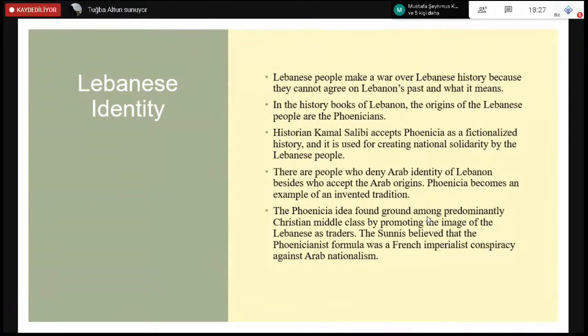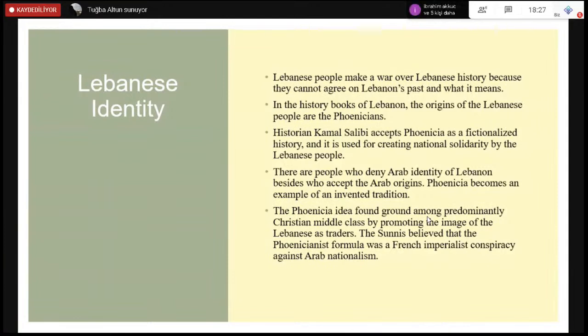The Phoenicia idea found ground among the predominantly Christian middle class by promoting the image of the Lebanese as traders. The Sunnis believed that the Phoenicianist formula was a French imperialist conspiracy against Arab nationalism. So Sunni Muslims saw Lebanon as part of the greater Arab nation, not a separate nation. They thought Phoenicians could also have come from the Arabian Peninsula, but Lebanon is Arabic in speech and tradition, so Lebanese nationality should have included them too. Also, Arab nationalism has an Islamic side, which is unacceptable for some Christians, but it's not a generalization. For example, Syrian Arab nationalism, created by Michel Aflaq and the Ba'ath Party, considers Islam a component of Arab nationalism because it is a cultural phenomenon.